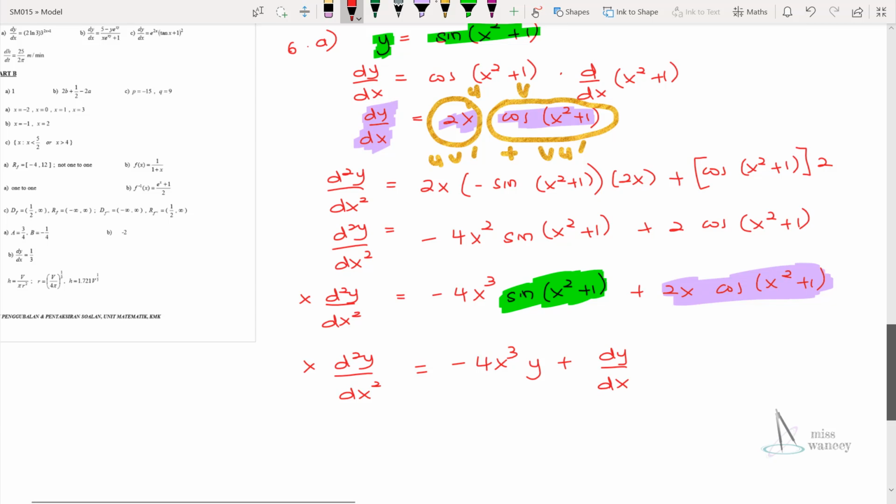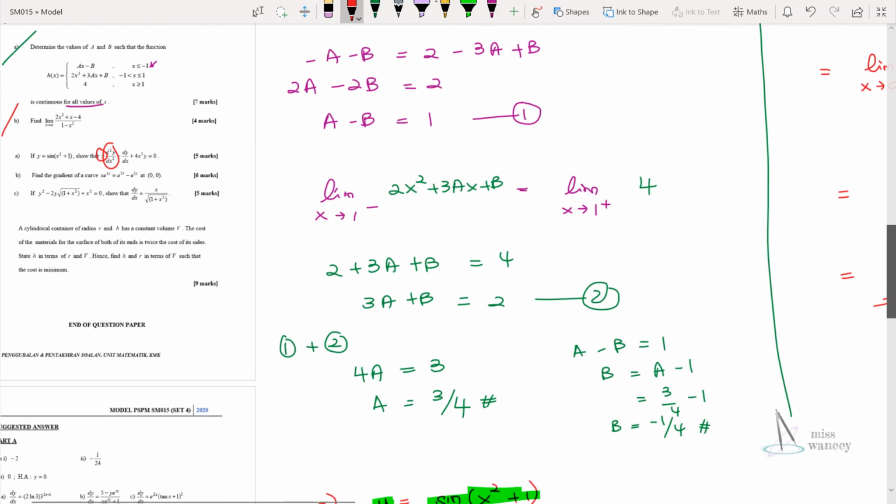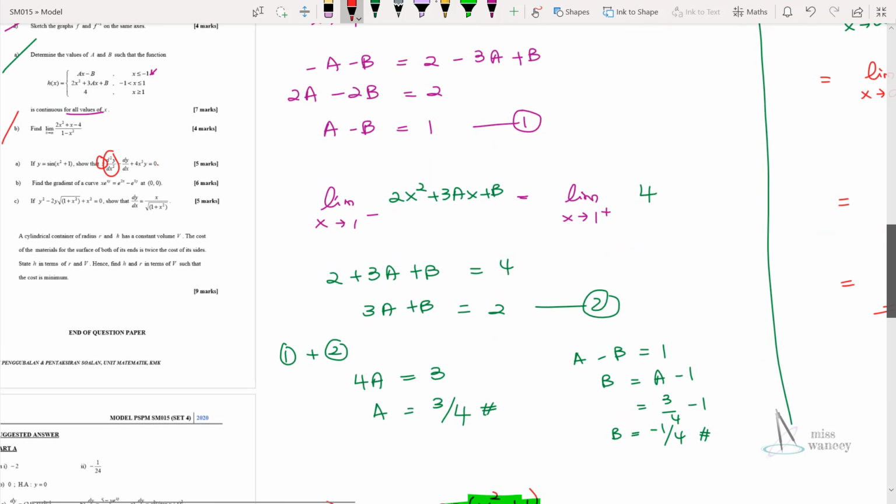So now bring everything to the left hand side. So we got x d2y over dx squared minus dy over dx plus 4x cubed y equal to 0. Proven. Proven ke tak? Boleh lah. Kan sama kan? Okay, dan dapat 5 markah. Find the gradient. Oh, that's quite long.